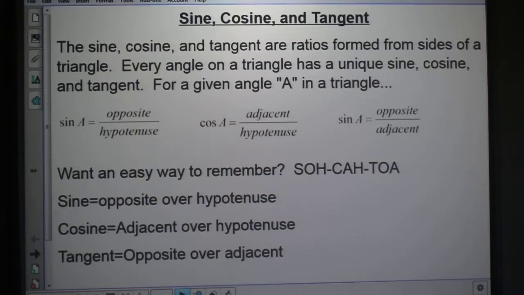Welcome back, everyone. This is the second section where we're talking about right triangle trig. We're going to talk about sine, cosine, tangent, and then secant, cosecant, cotangent. This should be a review again from geometry.